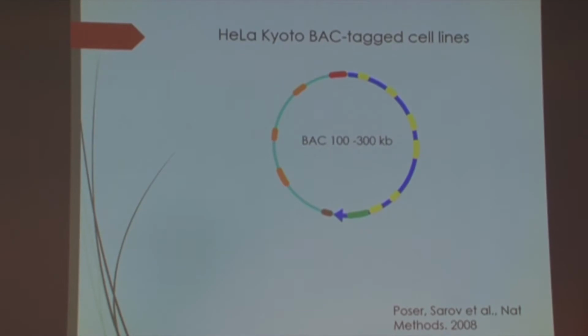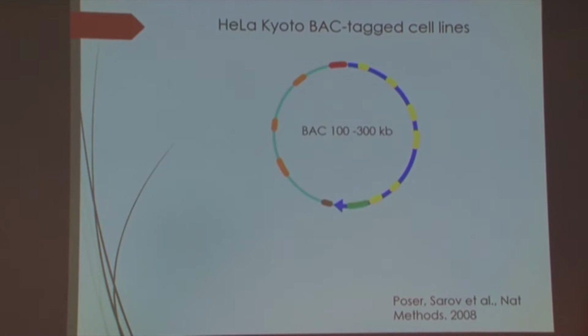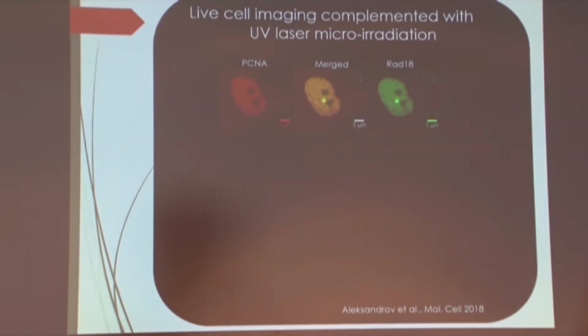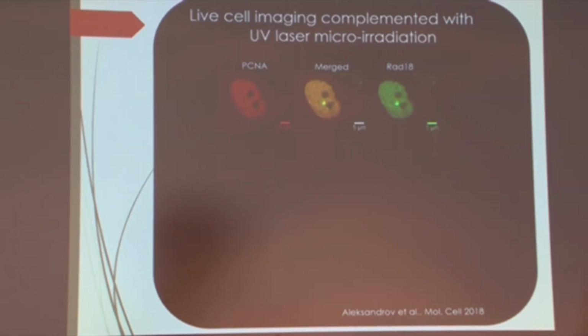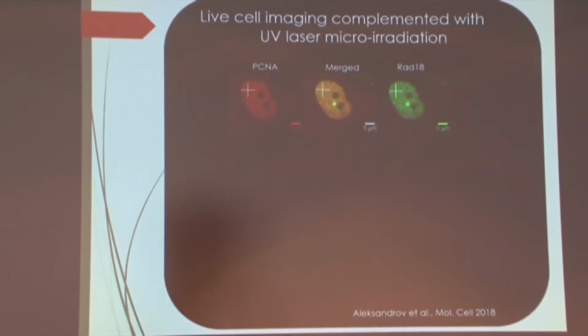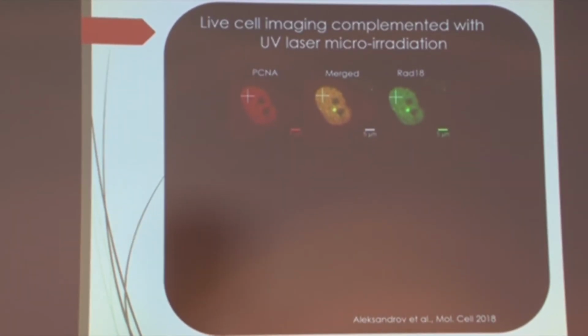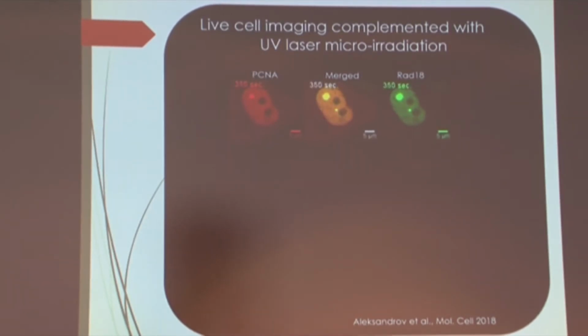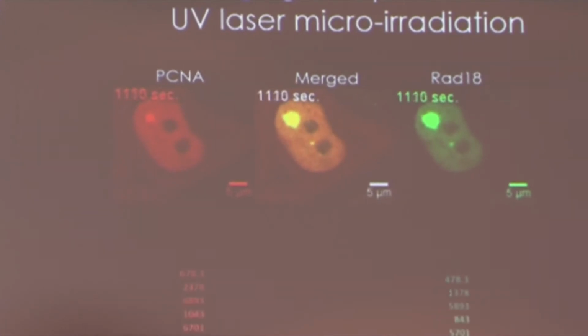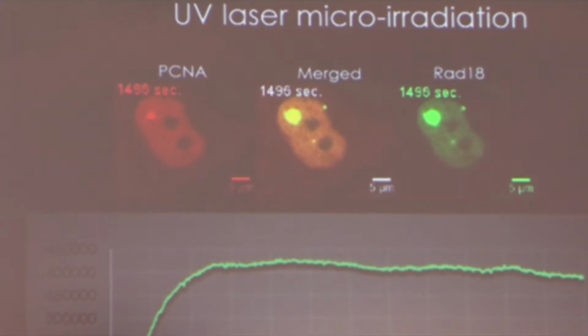We use HeLa Kyoto BAC cell lines with GFP-tagged proteins which are under control of their own regulatory sequences. We use UV laser microirradiation to generate complex DNA damage in a small locus in the cells. And you can see the proteins are recruited to the place of the damage, and we can take the intensity profile of this recruitment.